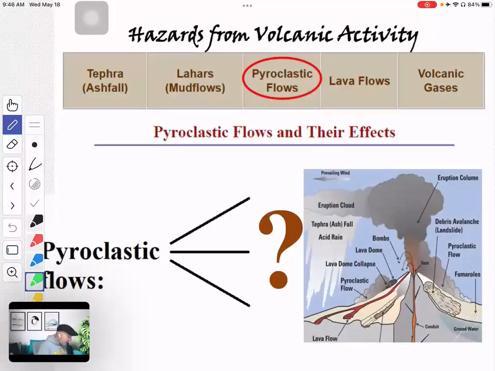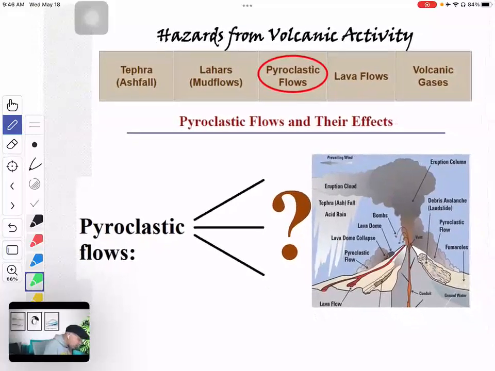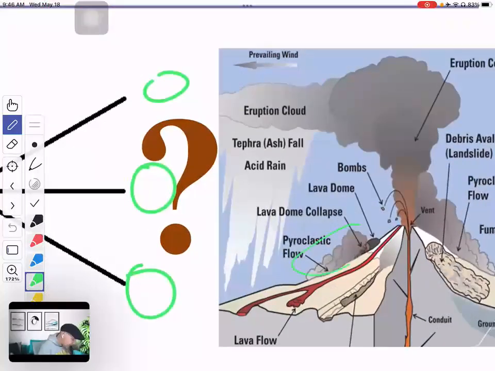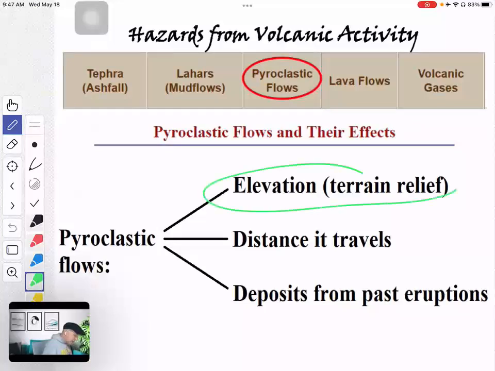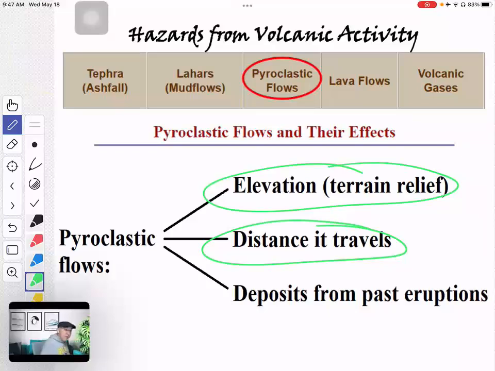So now for the next 2, the pyroclastic flows and the lava flows, the 3 pieces of information that you're going to use are exactly the same as you used for mud flows, because the pyroclastic flows, as you can see here, the mud flows, and the lava flows, they all flow downhill, okay, downstream. So you're going to be using the same 3 pieces of information, which are the elevation, the distance that it travels, although the distance is going to be different for pyroclastic flow, different from lahars, and different from lava flow.